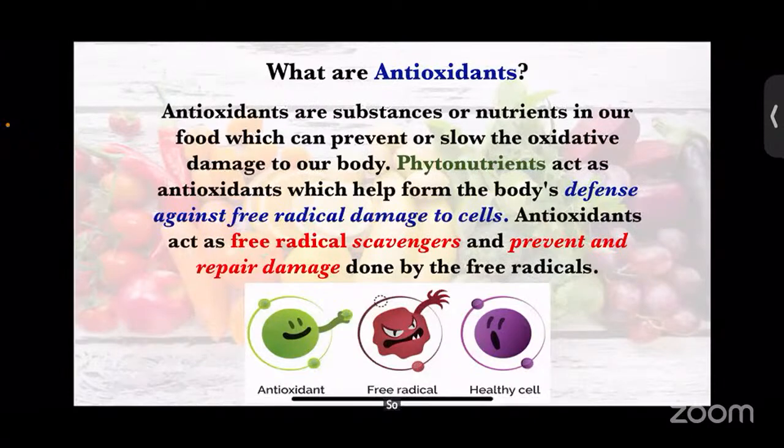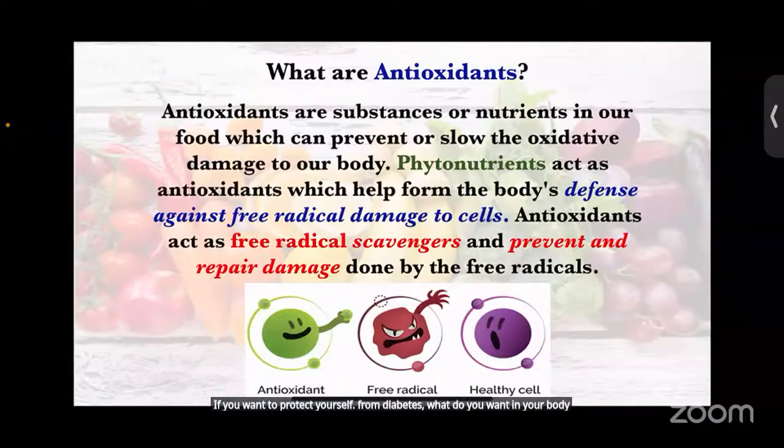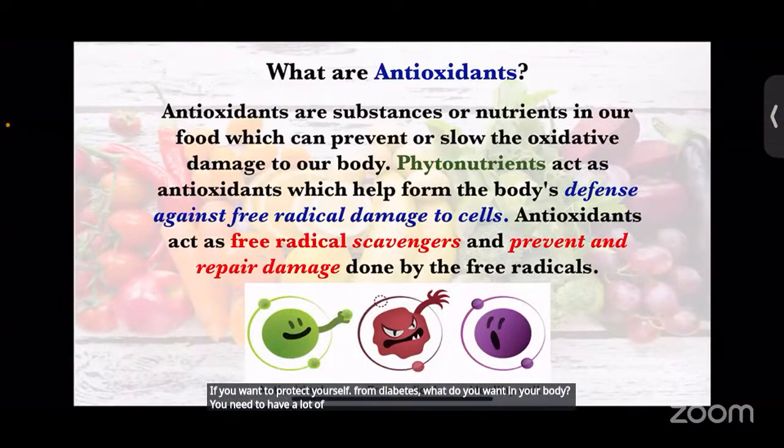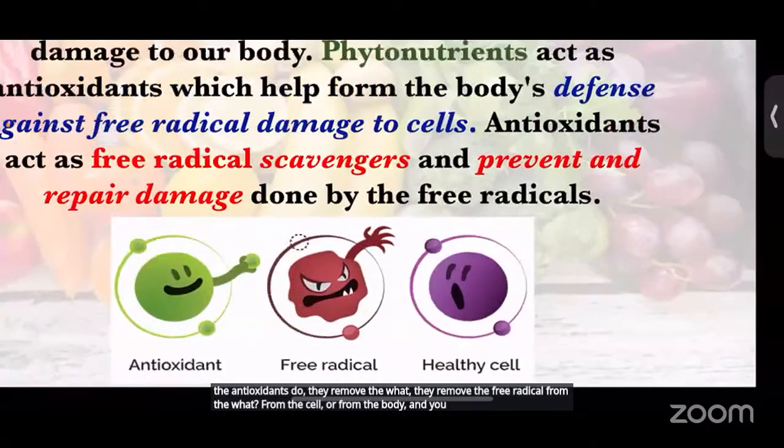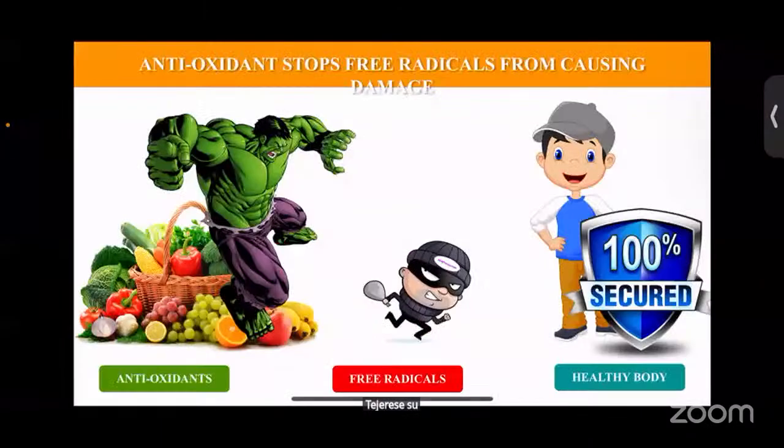So I'm trying to say, if you want to protect yourself from cancer, if you want to protect yourself from diabetes, what do you want in your body? You need to have a lot of antioxidants. You see what the antioxidants do? They remove the what? They remove the free radicals from the cell or from the body, and you end up having the healthy cell. So I will explain this deeper.